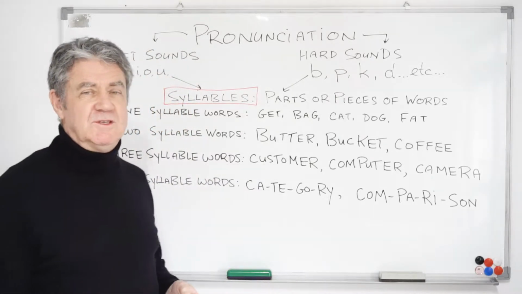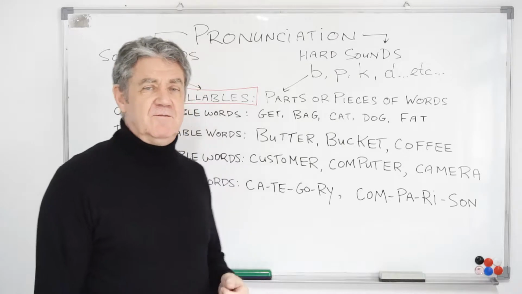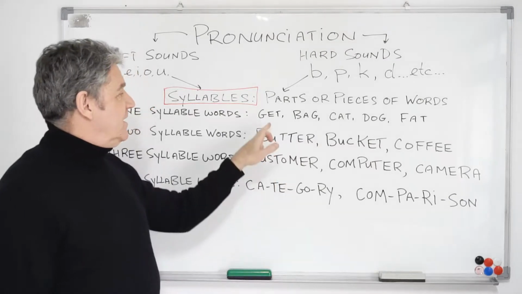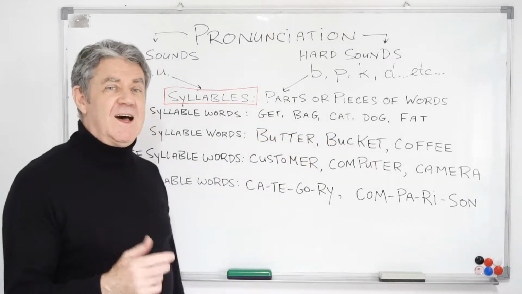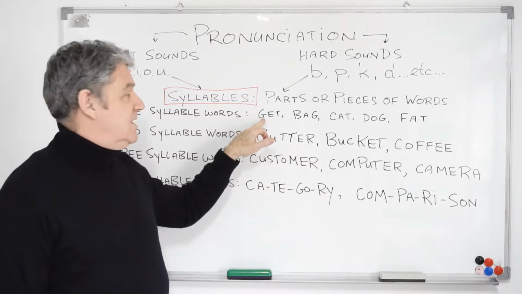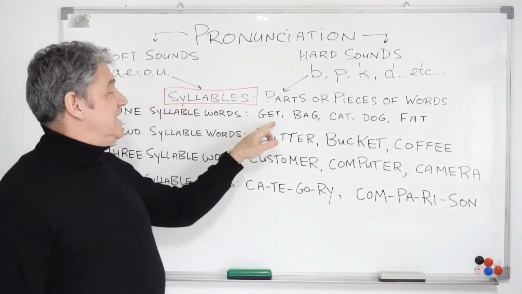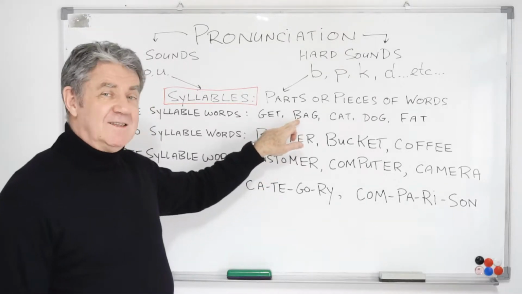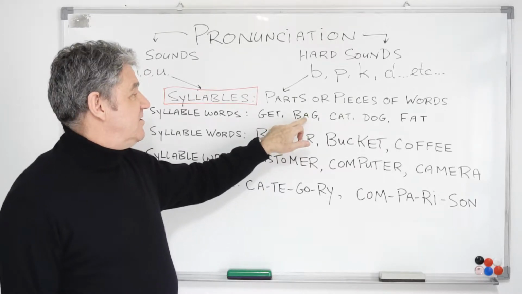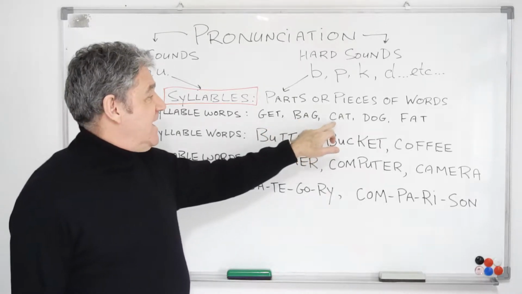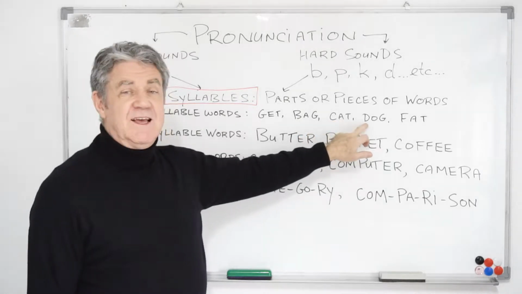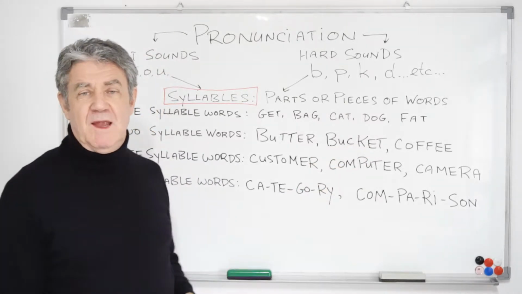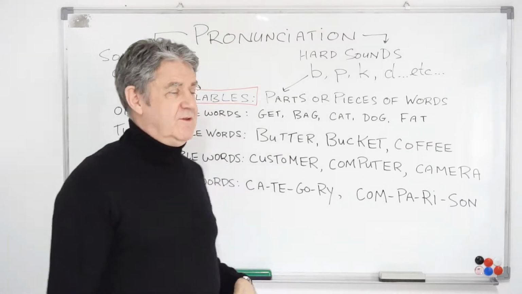Now let's look at some syllables to practice this idea. First of all, we're going to start with a one syllable word, a small word, get, bag, etc. Now the first hard sound in get is g, and the soft sound is e, g, e, and t, a hard sound. The first hard sound is b in bag, and the soft sound is a. Again in cat, k and a, and the hard sound d, o in dog, f, a in fat, and so on for many one syllable words, but not all of them.